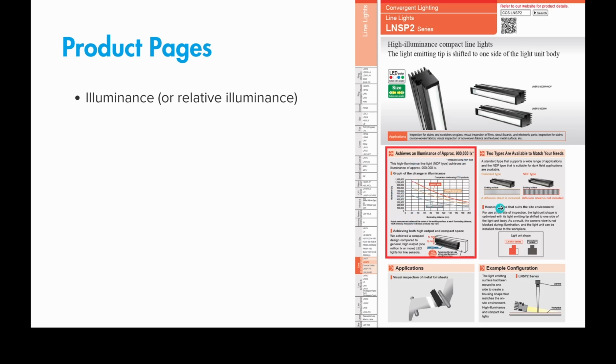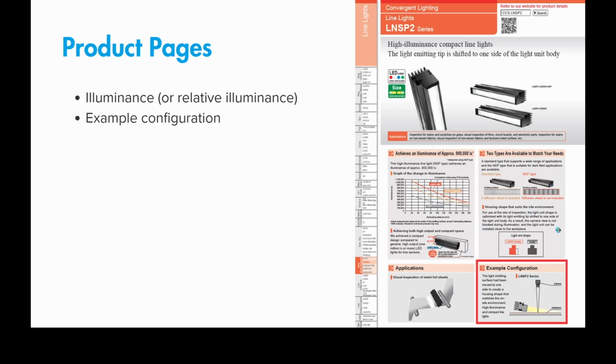The next thing that I don't necessarily highlight, but I do want to talk about, is if there's any comparison information between an old light or a new light or two different kinds, that's going to be listed here as well. So in this example, it's the difference between the NDF type and the standard type. NDF means no diffusion. So that will be listed here as well.